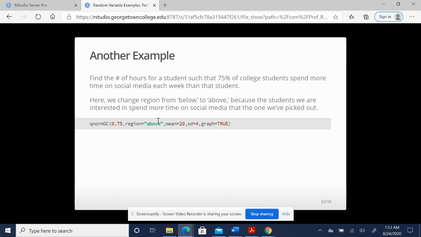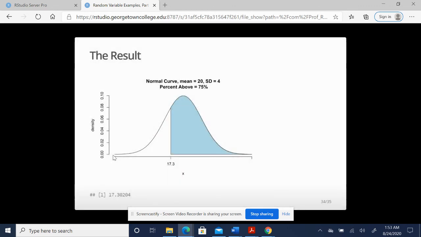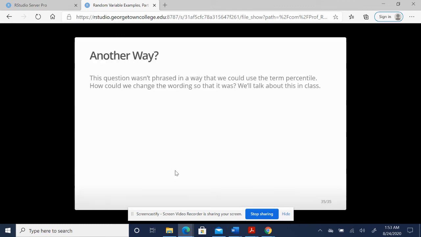So it's going to shade that 75 and show you what the boundary is between the upper 75 and the lower 25, which is exactly what we're looking at here, 17.3 hours. Okay. The question wasn't phrased in a way that we could use the term percentile. How could we change the wording so that it was? That is exactly what we just talked about on the previous slide.